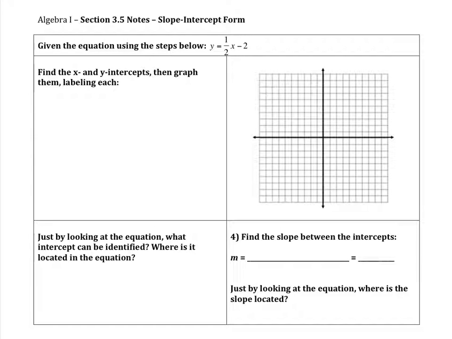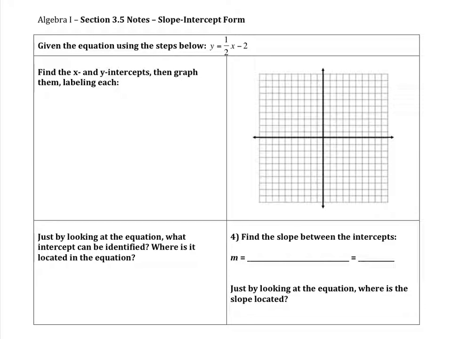Section 3.5 is about slope-intercept form. To start this section, I'm going to build up into what slope-intercept form is with this first example. It says, given the equation using the steps below, y equals 1/2 x minus 2.